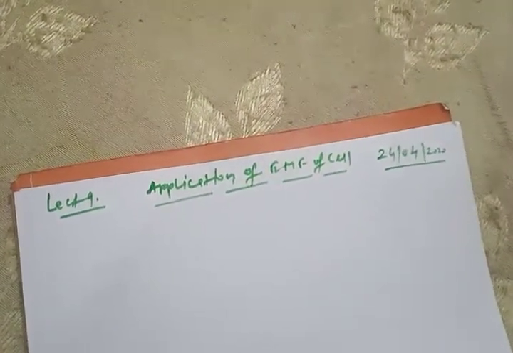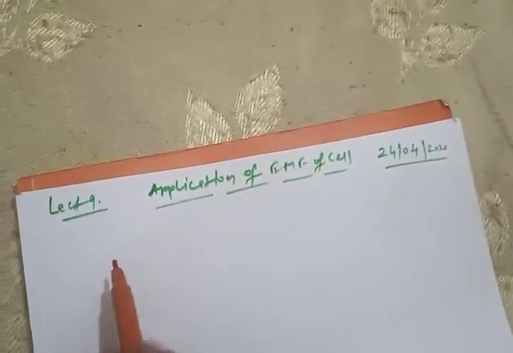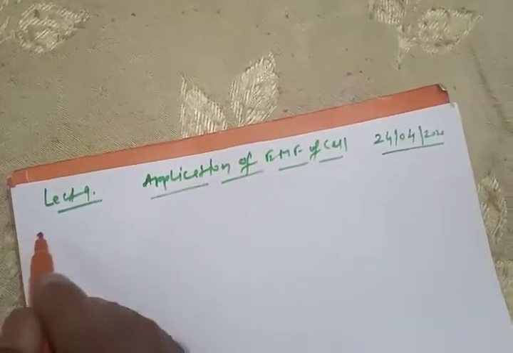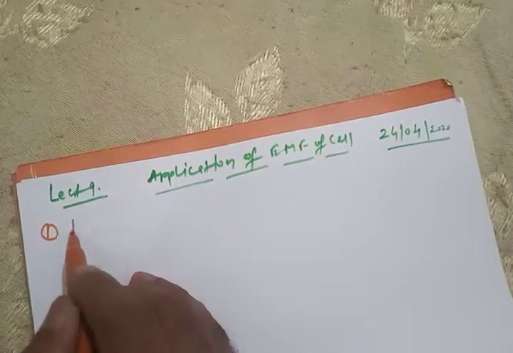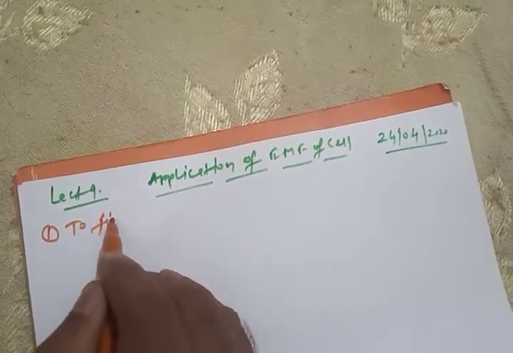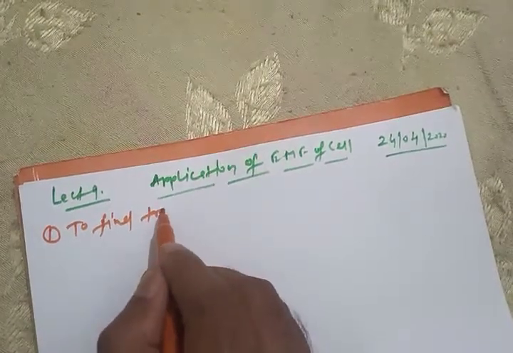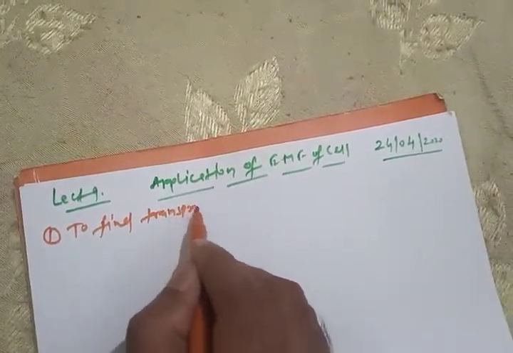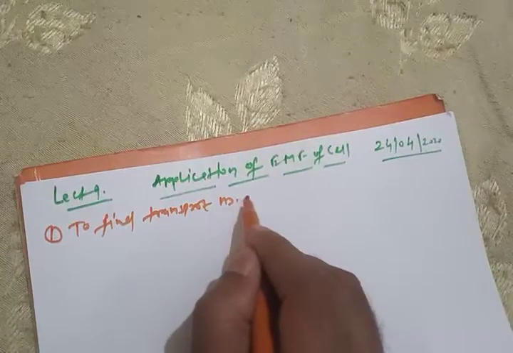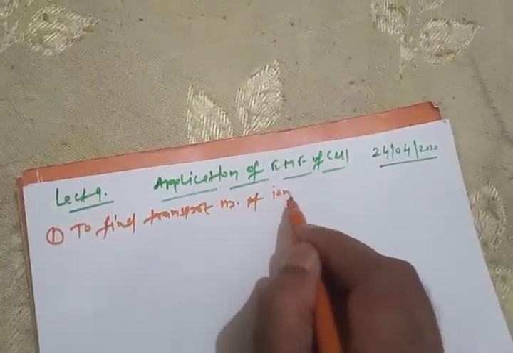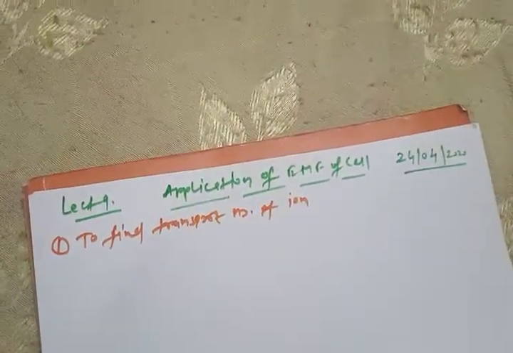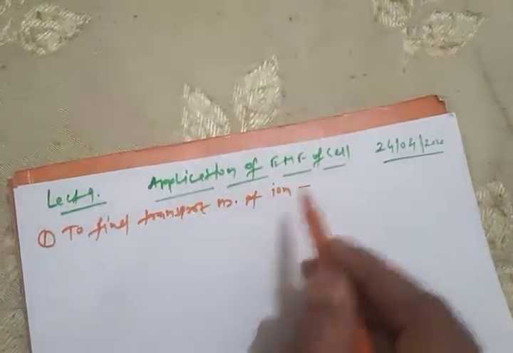So the very first application is to find the transport number of the ion. Transport number of ion. So this is the first application, to find out the transport number of ion.